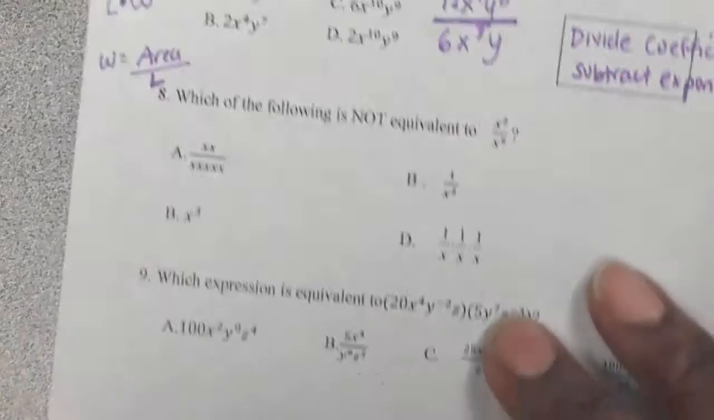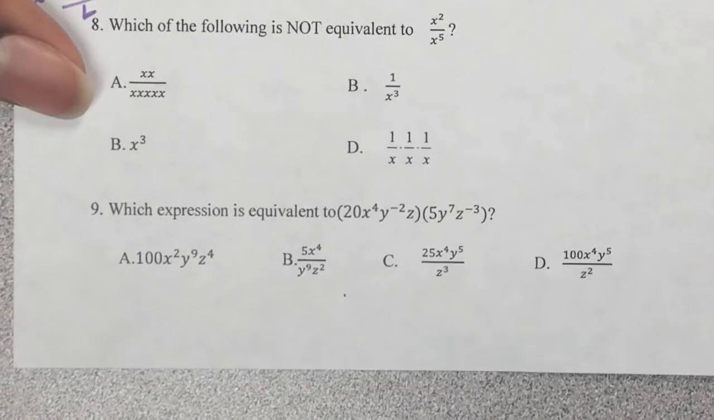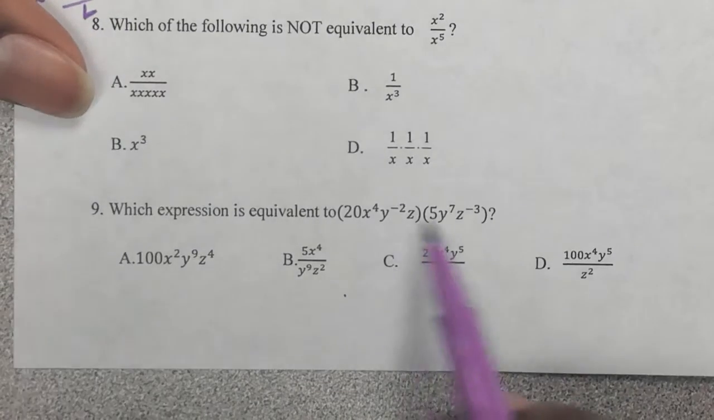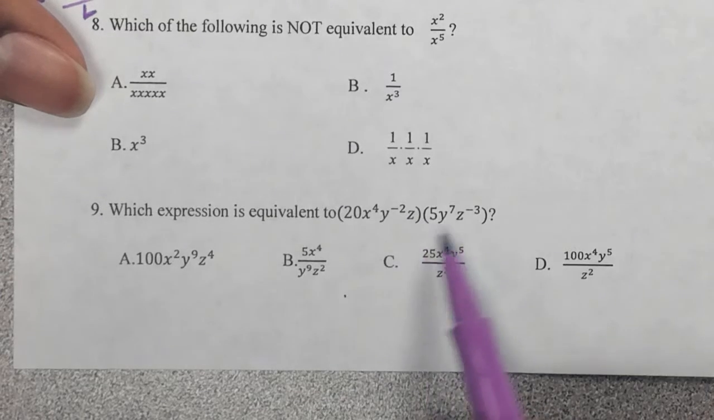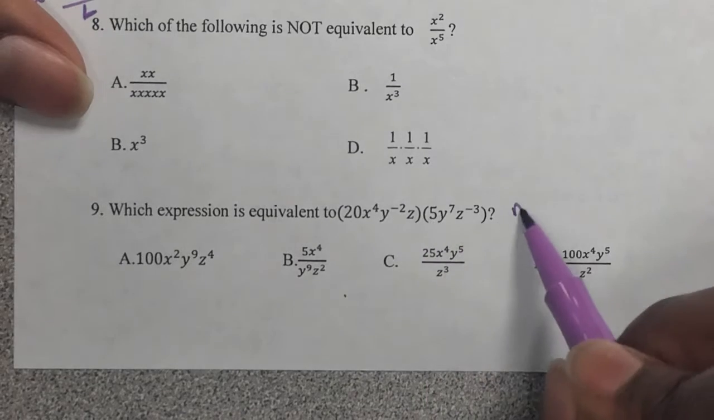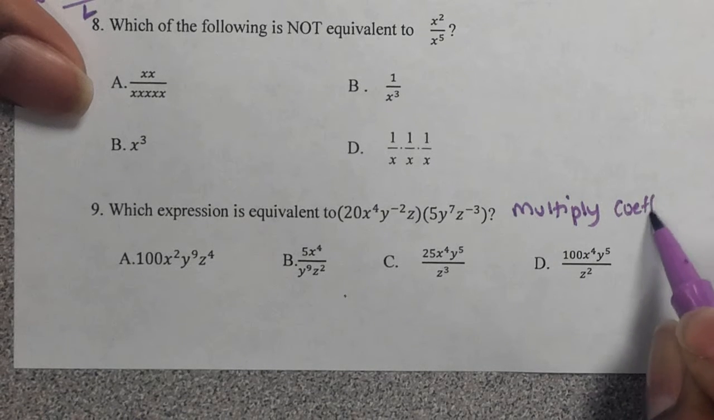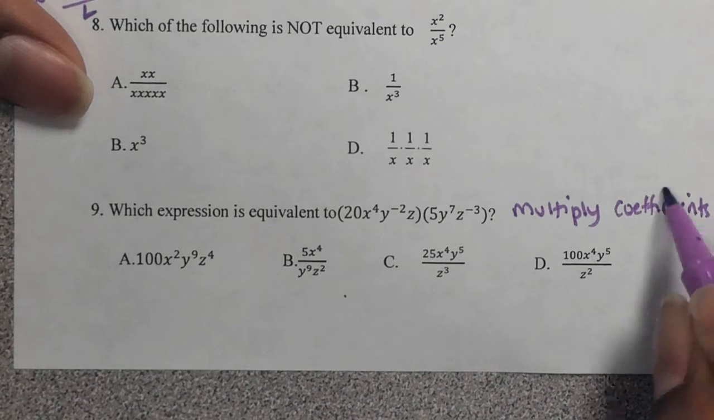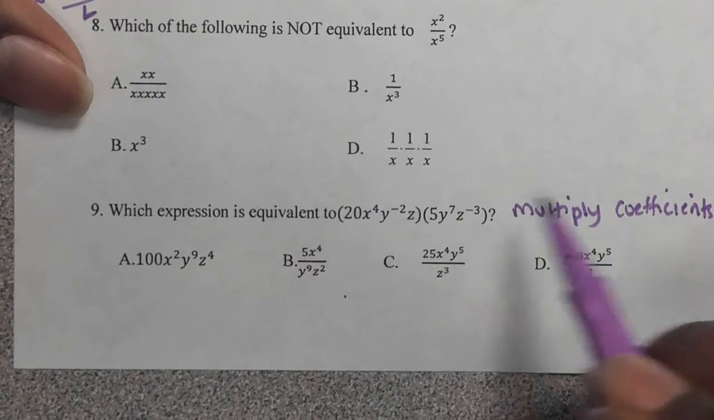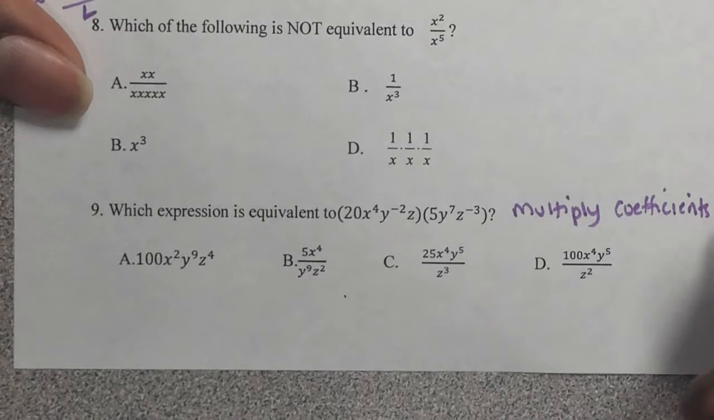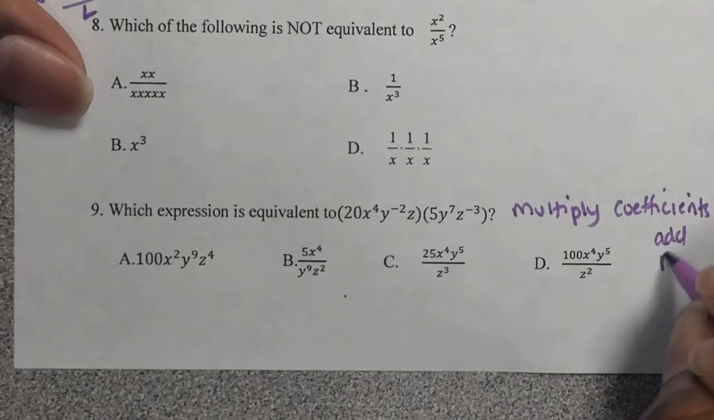So moving to number 9, because this one is clearly not a division problem because it doesn't have the division bar. This is a multiplication rule. So for the multiplication rule, we multiply the coefficients, but we do not multiply the powers. We need to add the powers.